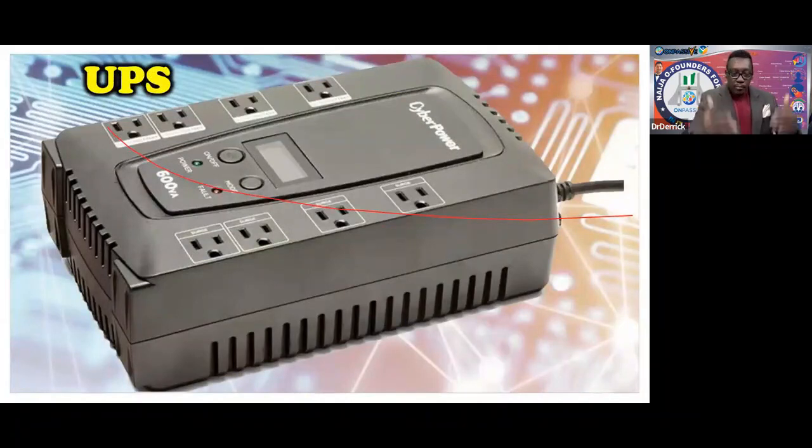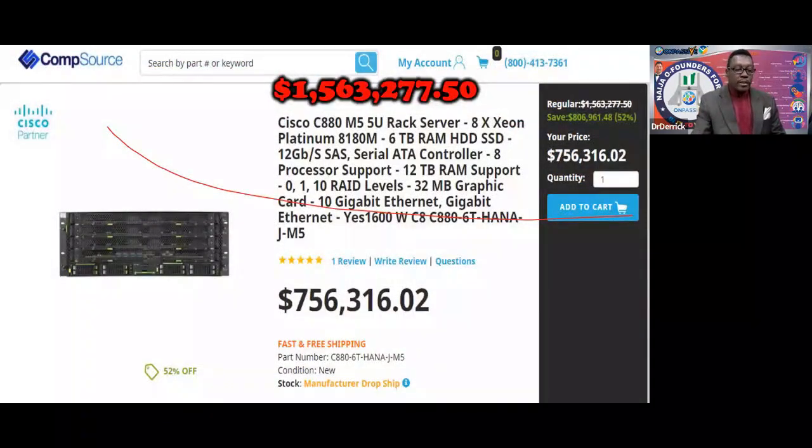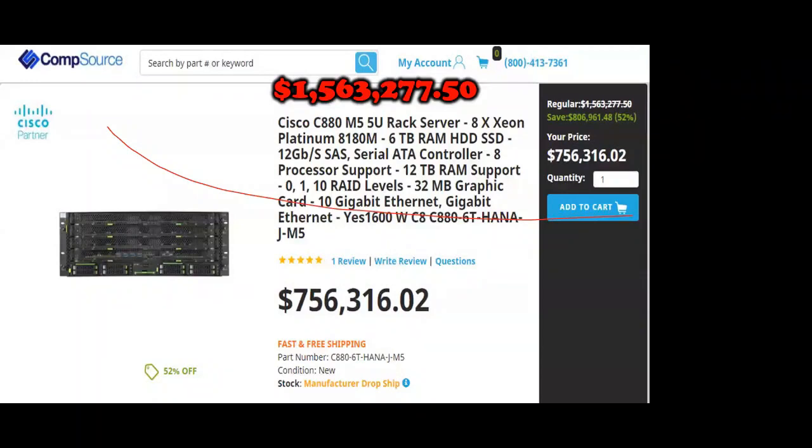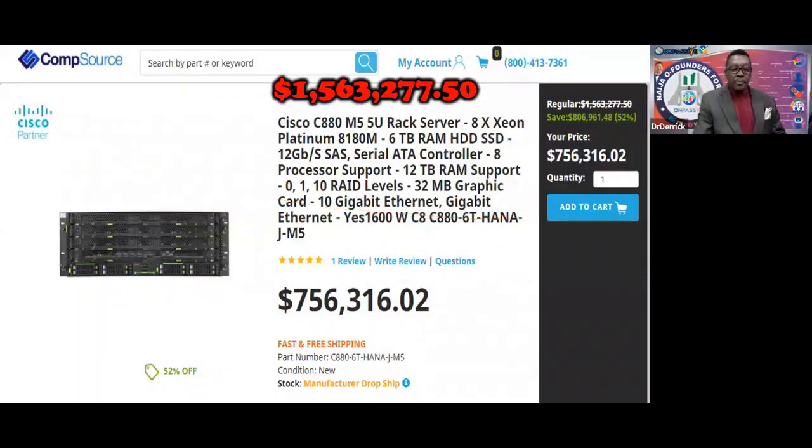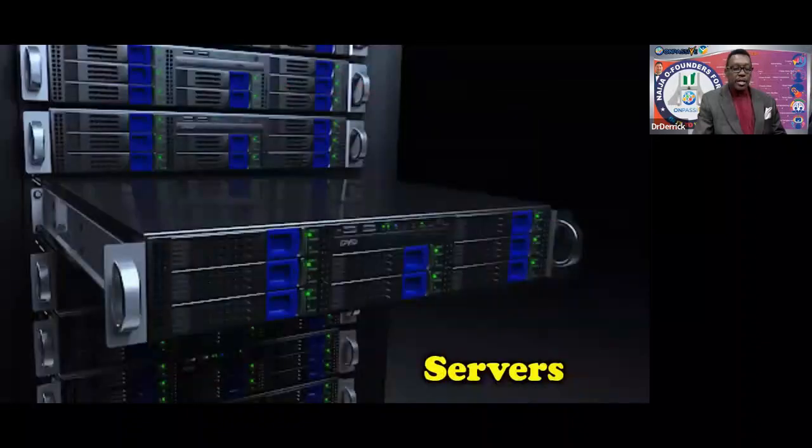Now, into the making of a data center, another important item is of course the server. This is a diagram of one individual server, which can run you approximately $1 million. One of these servers can actually run you about $1 million. So they are not cheap. These things are not cheap.